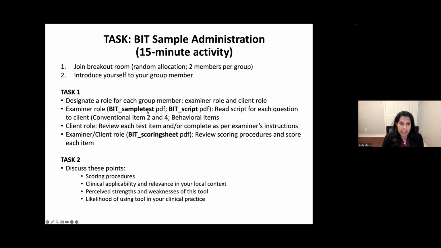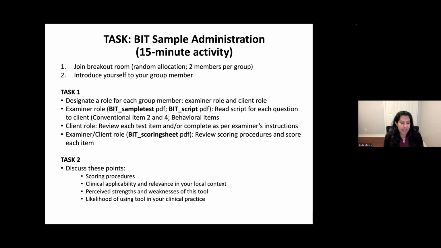And the sample test is basically the different testing materials that the client needs to take a look at. So the client will also have access to that sample test to view the document on their end, since we're doing this on Zoom. And the client's role is essentially to review each test item and complete or respond to the test as per the examiner's instructions.